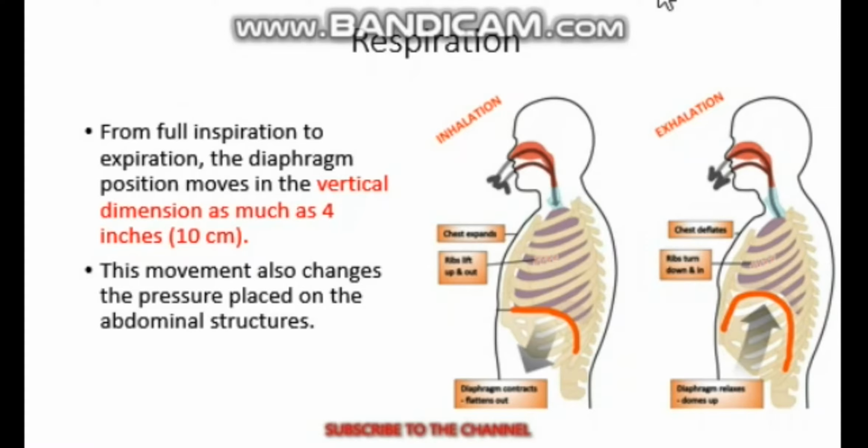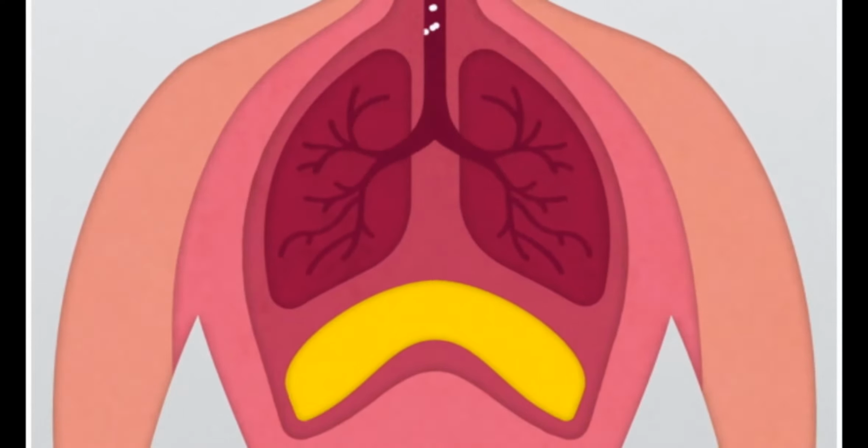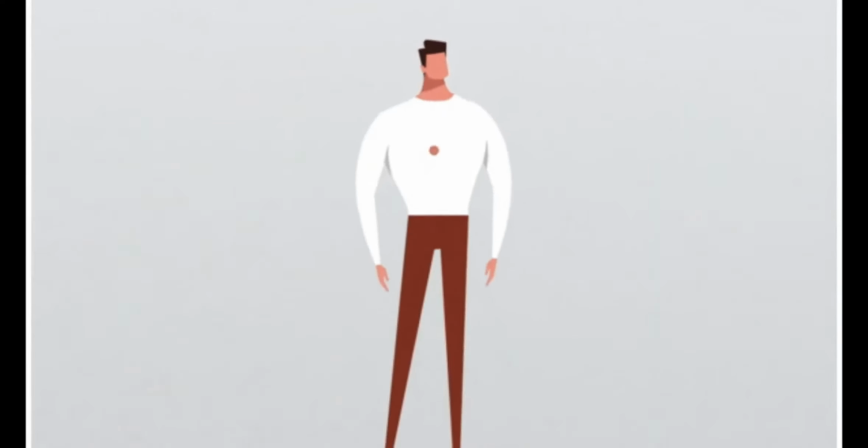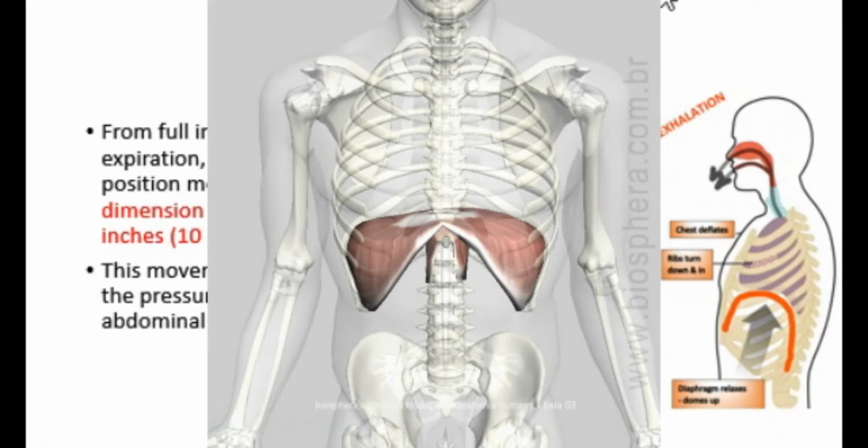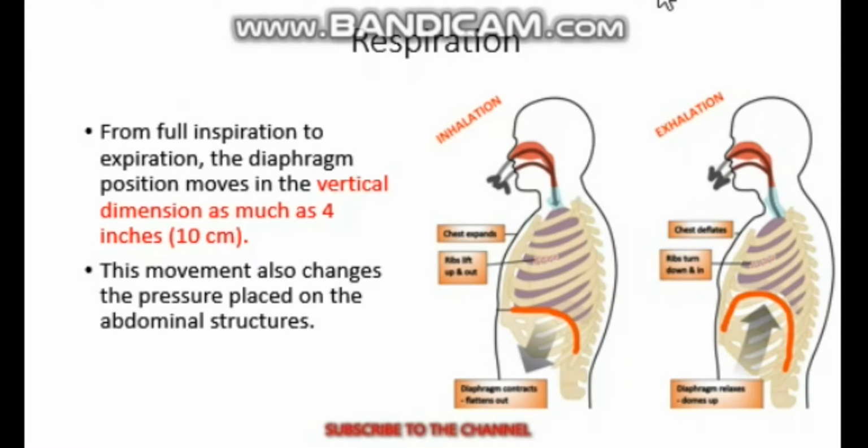When it comes to abdominal X-ray, it also depends on respiration. Now, from full inspiration to expiration, the diaphragm position moves vertically about 10 centimeters, and anatomically, the diaphragm is at the level of T10. And this movement of the diaphragm changes the pressure placed on the abdominal structures.